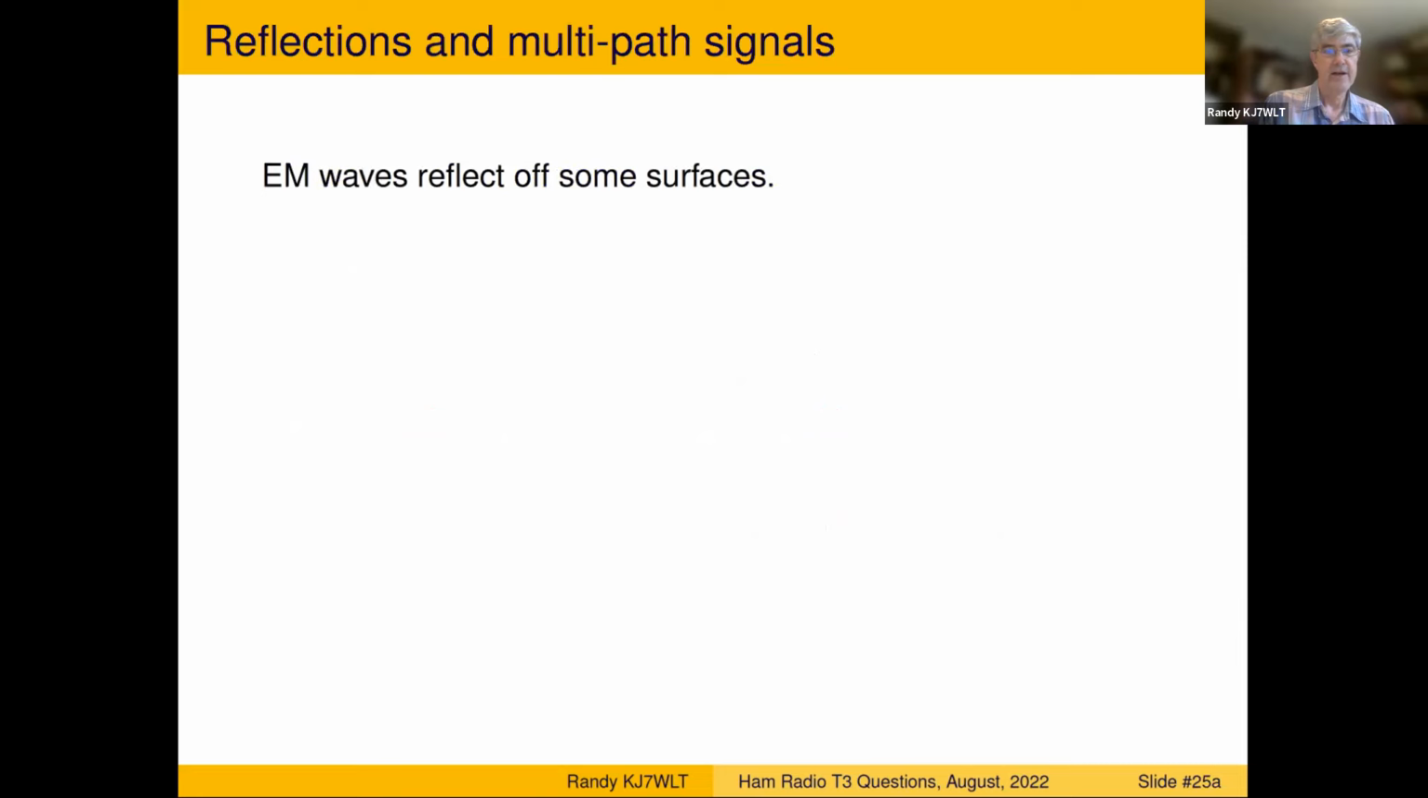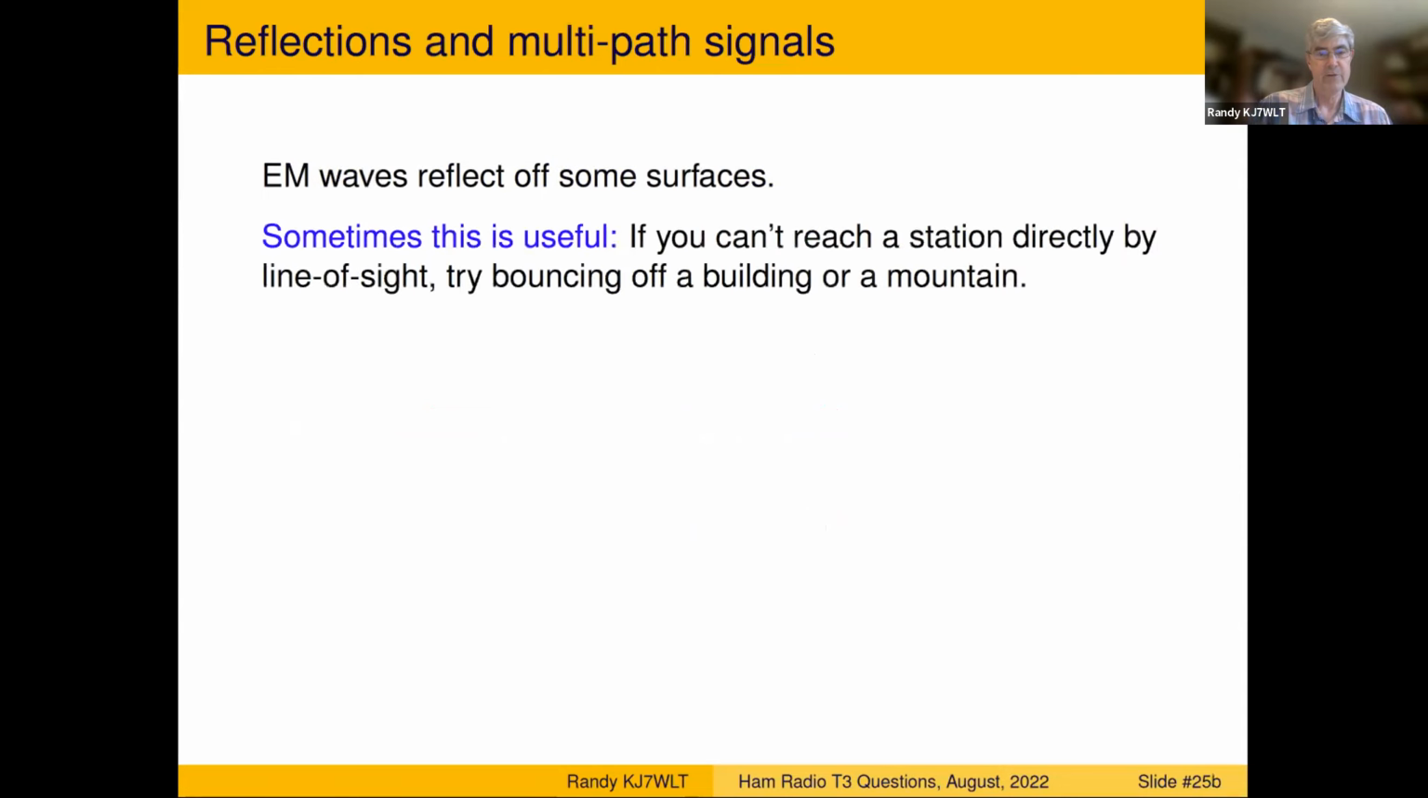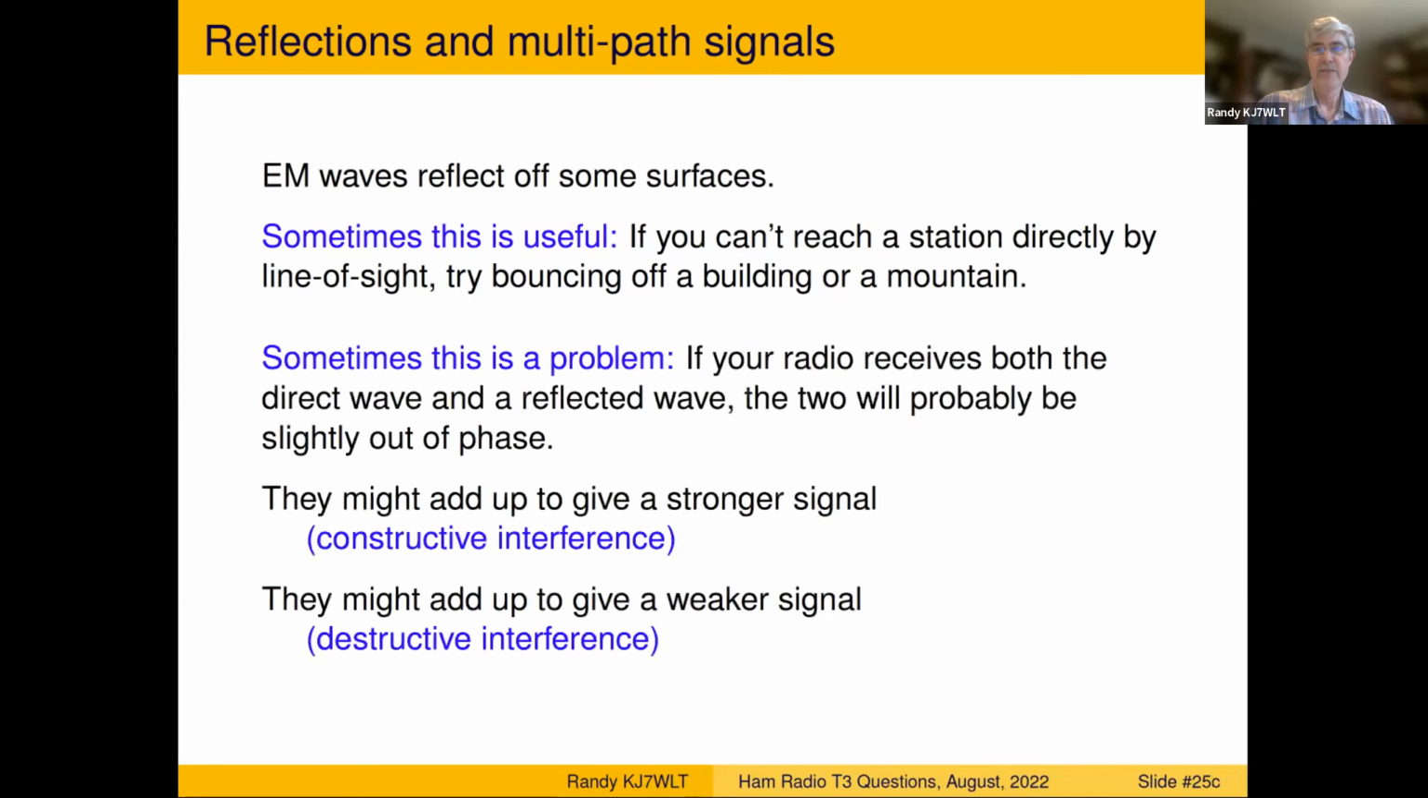Okay, let's see. Got a little time left, I think, for reflections and multipath signals. So when we send out a wave, besides being bent in the ionosphere, for example, it can reflect off of surfaces. And sometimes that's quite useful if you can't reach a station directly by line of sight. Maybe you can bounce your signal off a big building or off of a mountain and try to reach it that way.